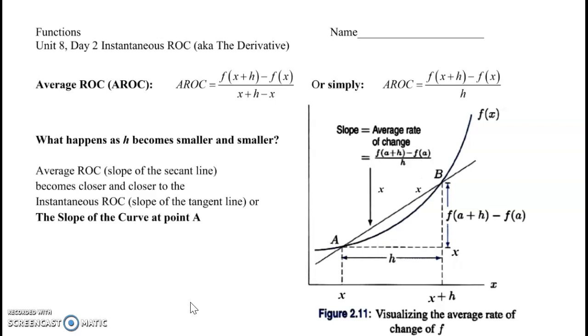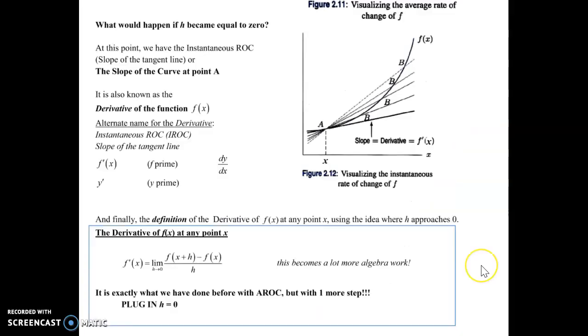So what happens as h becomes smaller and smaller? If your h becomes smaller and smaller, your average rate of change is going to become closer to the instantaneous rate of change. And we're going to look at that in this next graph below. So this graph shows us that idea: if your h becomes smaller, you're getting closer and closer to point A. You start here from A to B, and then h gets a little smaller. Now you have this slope, then you have this slope, and it gets closer and closer. And as it gets closer and closer, it gets closer to being the slope of the tangent line at A. And so what would happen if h became equal to 0?